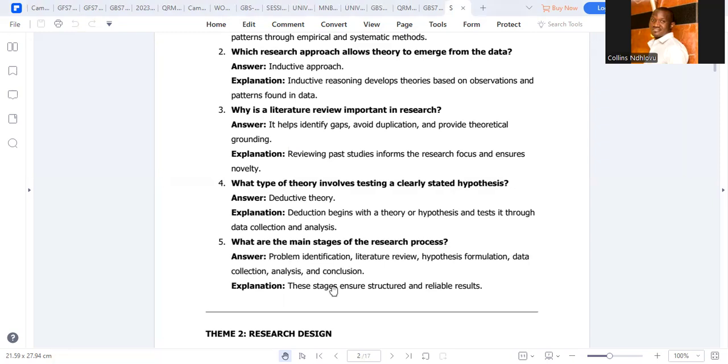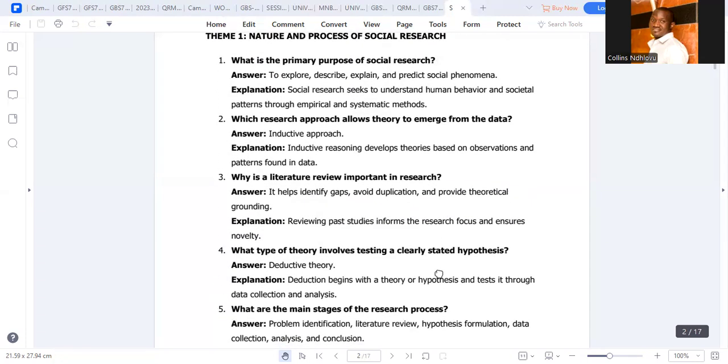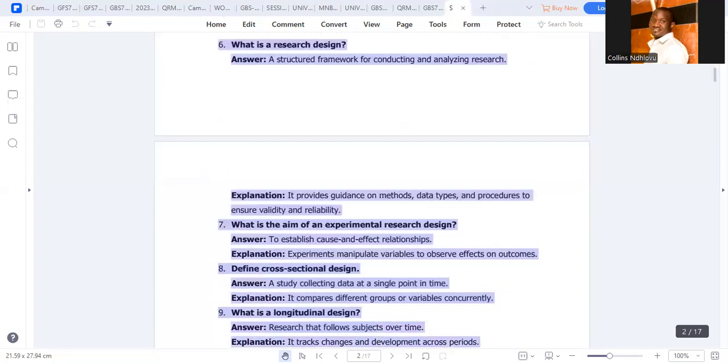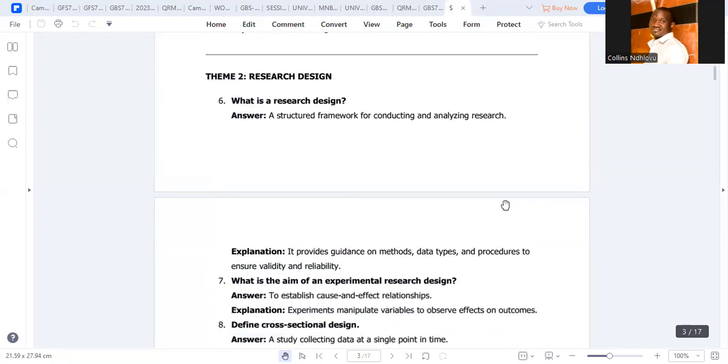Are we together? So we're done with chapter 1. We're just summarizing chapters and the key things. Okay, so we'll go to theme number 2. We're going to look at the literature review basically and the research design.